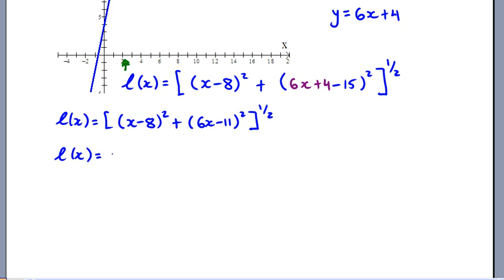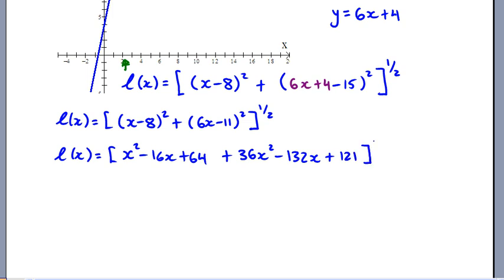So foiling this all out, looks like we're going to have an x squared. Twice we'll have a minus 8x, so minus 16x plus a 64. Then the other binomial, 36x squared. Twice we're going to have minus 66, so that's minus 132x. And then plus 121 when the two 11s square together. All that still needs to be rooted.